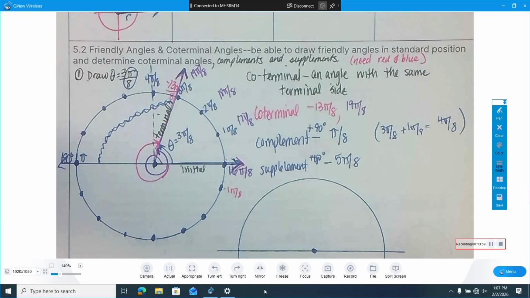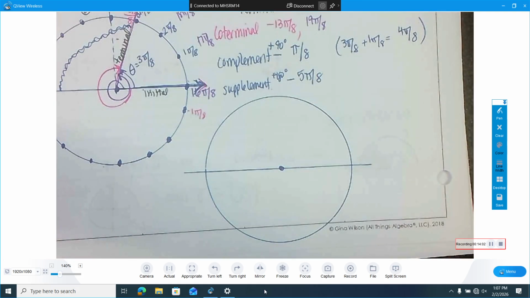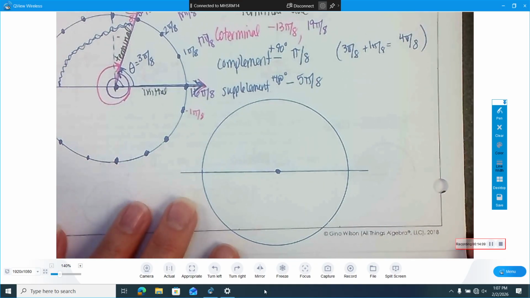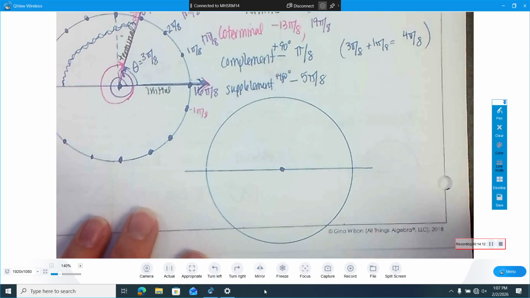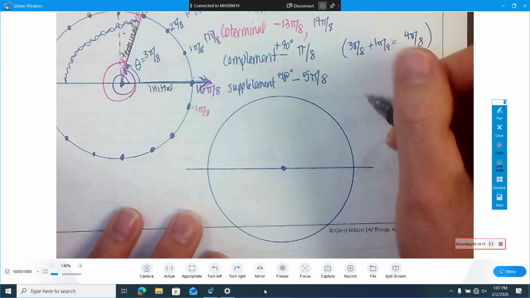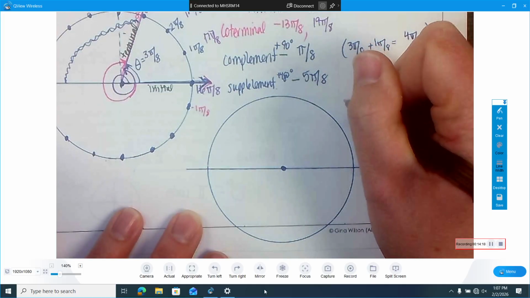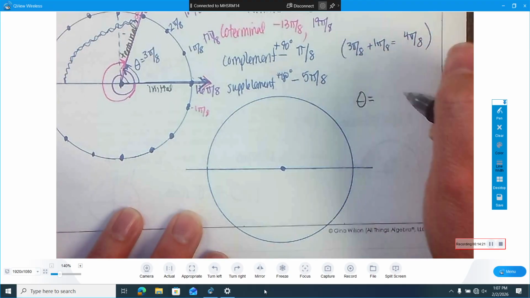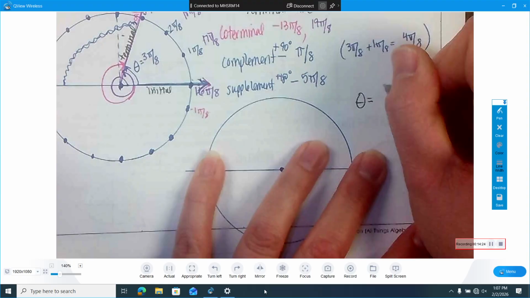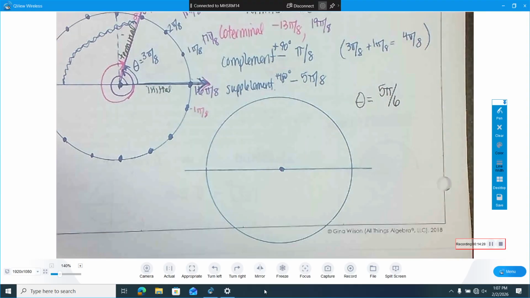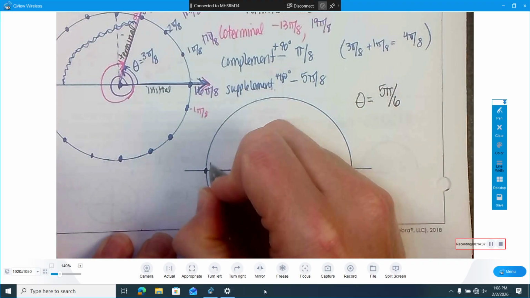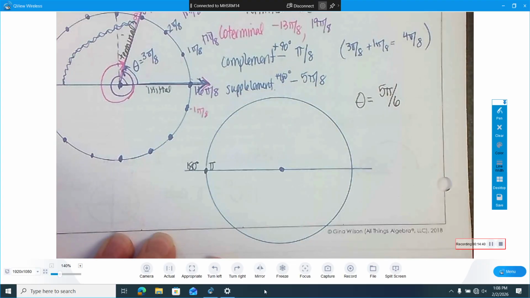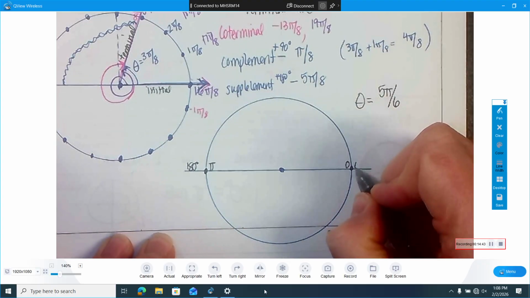Give me a fraction. Give me an even number fraction. I could divide by 6. So let's draw an angle theta that is 5 pi over 6. All right. So there's the angle we're going to draw in standard position. Ladies and gentlemen, where is pi? Okay, so right over here is pi. It's equal to 180 degrees. And we also have 0 radians and 0 degrees.